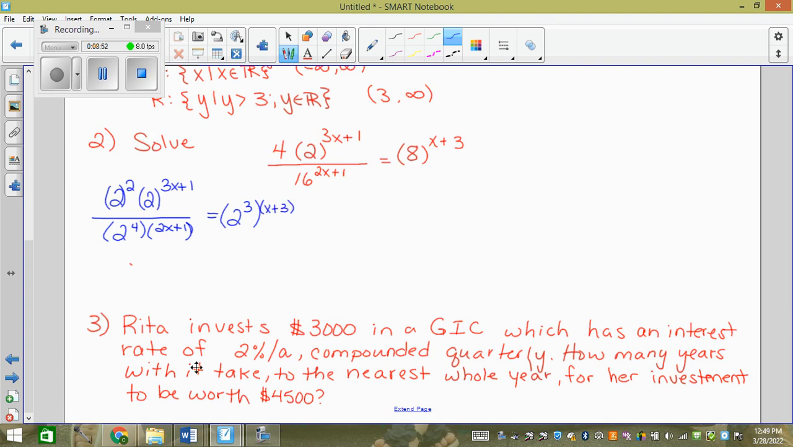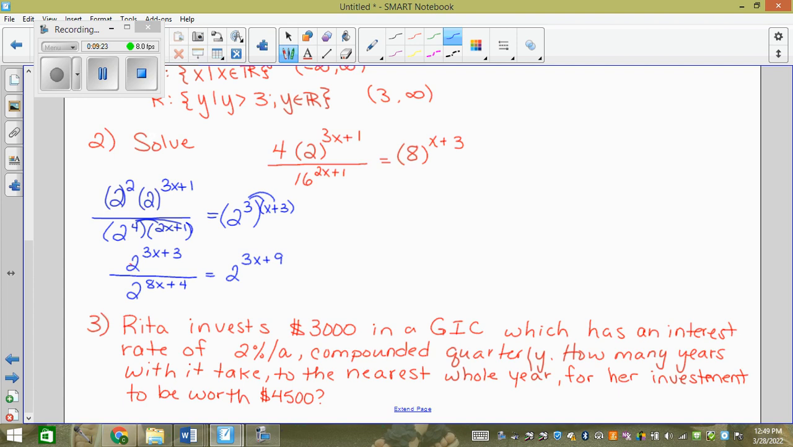So we can make the top ones go together. They're being multiplied. So you have to have same base, same exponents, right? Same base, same exponents. When I'm multiplying, I add the exponents. So I'm going to get 2 to the 3x plus 3. And then here I only have one base and then exponents, so I multiply. 2 to the 8x plus 4 equals 2 to the 3x plus 9.